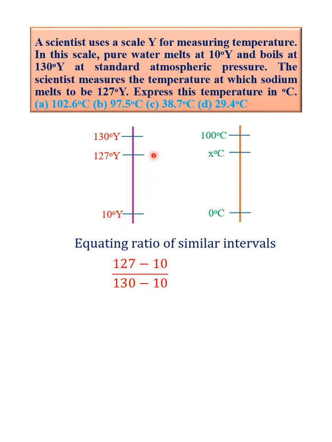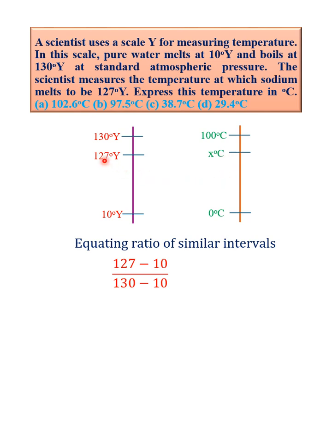The interval between the boiling point of a thermometer and the melting point of the thermometer is what we call the fundamental interval. So for this thermometer used by the scientist, the fundamental interval is simply 130 minus 10, and that is 120 at the denominator here. So this is the ratio formed from the scale of the scientist's thermometer. Now let's equate this to the same similar interval on the degree Celsius scale.